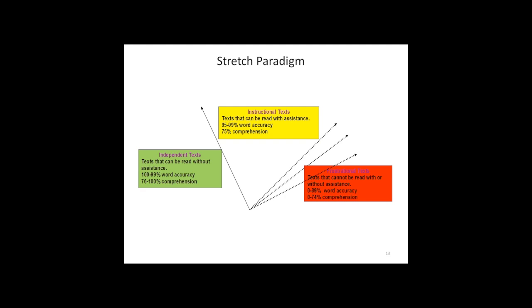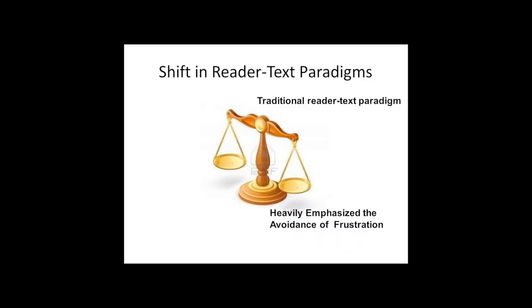And so we're seeing a blurred line between those two areas. Depending on a reader's developmental stage, their interest, and the text length, and of course many other factors, a text may or may not be frustrational, and that line may move back and forth. So essentially we're seeing with the Common Core a shift in reader text paradigms.